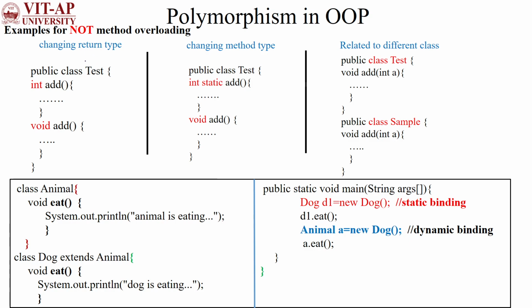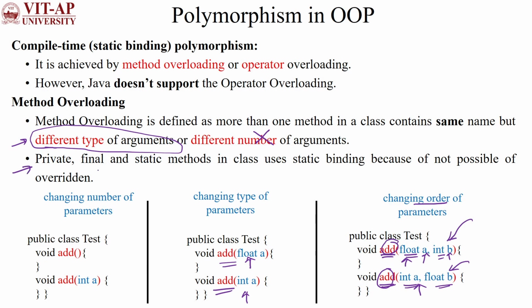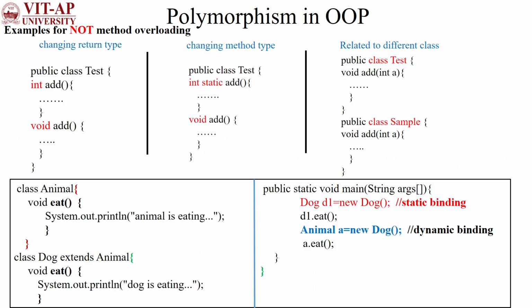One more thing, the third point: private, final and static methods in a class use only static binding, because it is not possible to override these methods. We cannot override a final method, a private method or a static method, because we cannot change a final or static method, and likewise if you define the method as private. And these examples are not following method overloading.